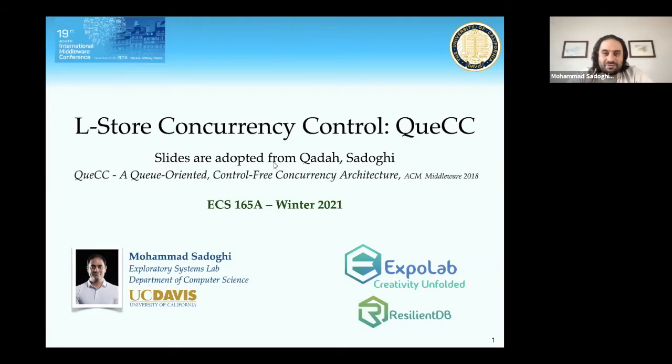And today we're going to shift our focus to QueC, which is a queue-oriented, control-free concurrency architecture. And as part of this conversation, we're going to go over again 2PL, kind of make sure we understand the key design principle behind two-phase locking. And we're also going to look at a couple of other concurrency protocols as sort of an overview to set the stage to motivate the need of having a new architecture for building concurrency control protocols.